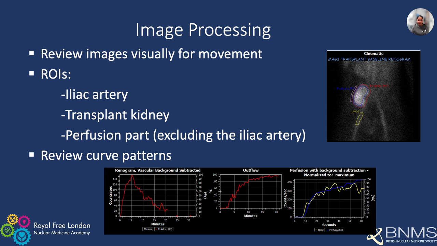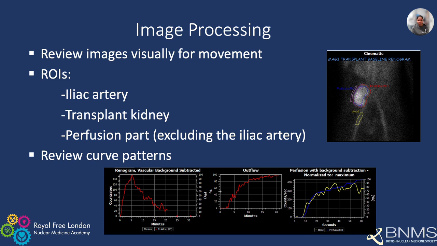There are mainly three ROIs we are drawing here. One is the iliac artery, then the transplant kidney, and the perfusion part. As the main blood supply to the transplant kidney is by the closest artery, which is the iliac artery, the blood ROI can be drawn over the common iliac artery or the femoral iliac artery. So try to keep the ROI within the vessel wall.